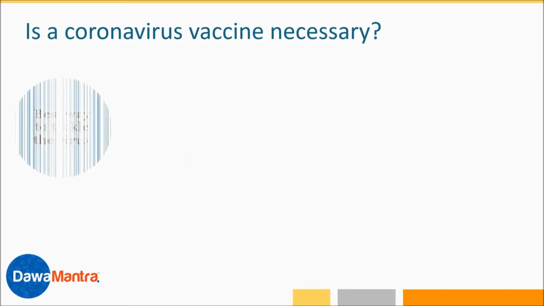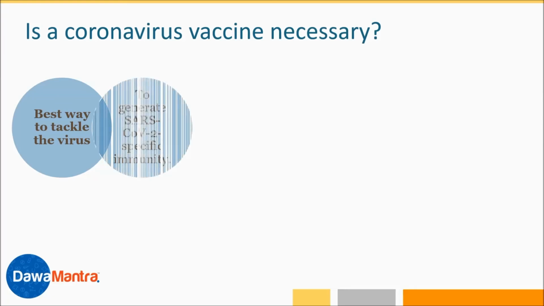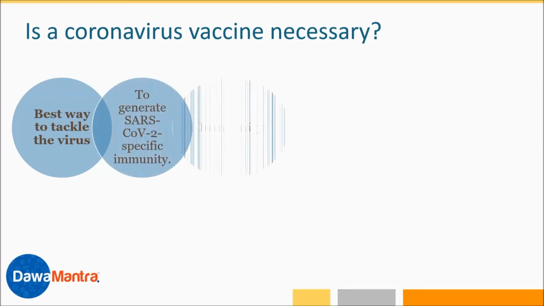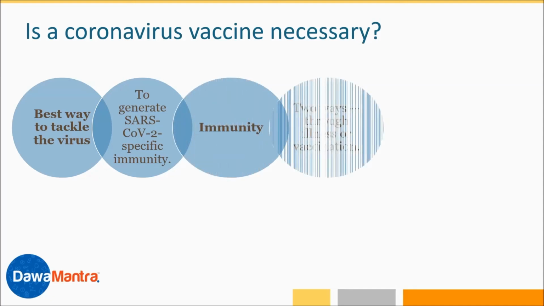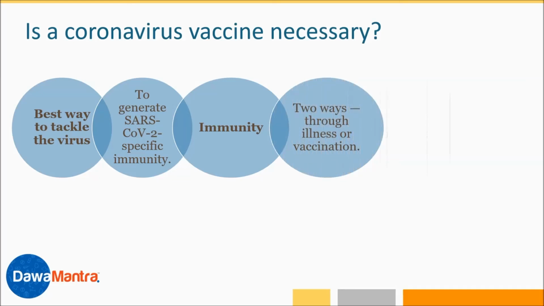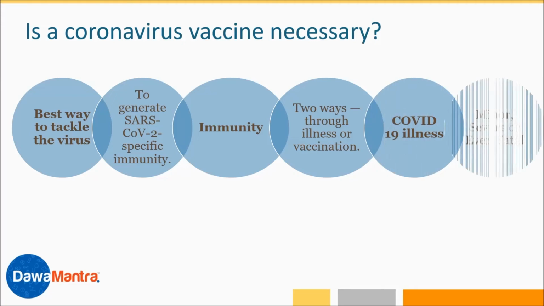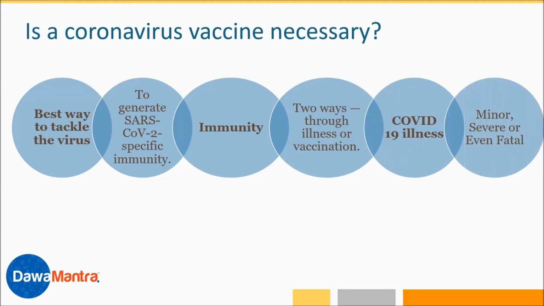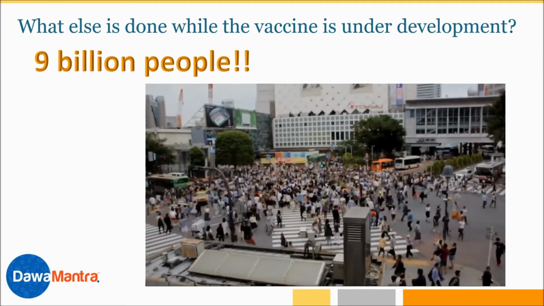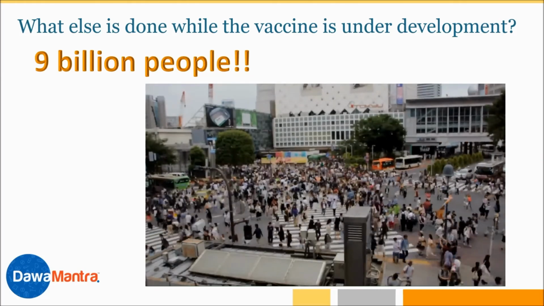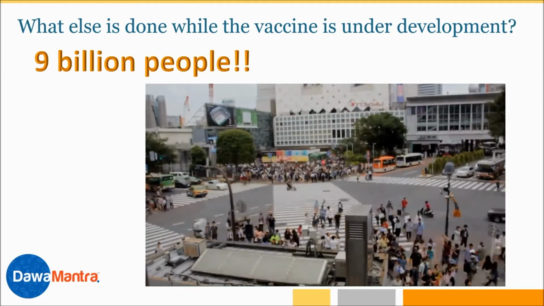Is a corona vaccine absolutely necessary? While hygiene measures offer some help, the best way to stop this virus is to generate SARS CoV-2 specific immunity. This specific immunity can be achieved in one of two ways, through illness or through vaccination. Since illness could lead to a severe disease or even death, vaccination is a better alternative as long as safe and effective vaccines could be developed. Coronavirus vaccine will have to be given to 9 billion people all over the world. This itself is a very daunting figure and a daunting task, but advanced planning measures are being taken.